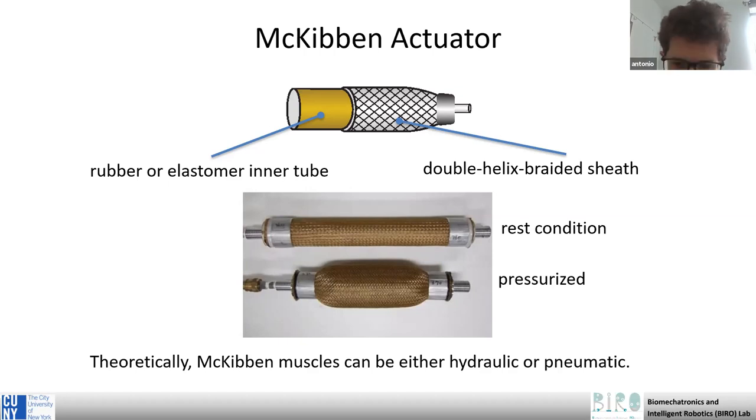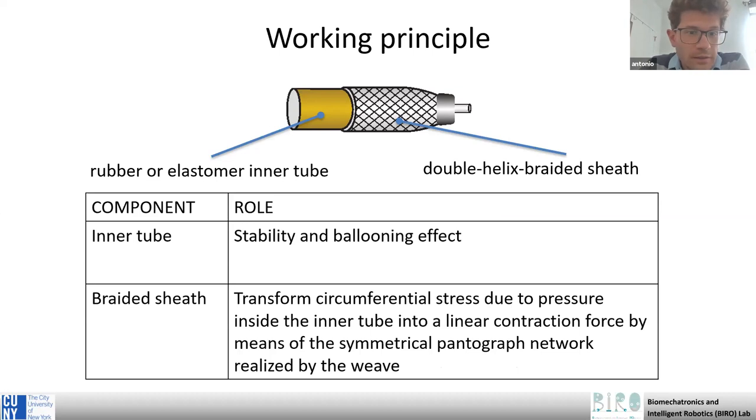Theoretically, a McKibben muscle can be driven either by hydraulic or pneumatic pressure. Again, the role of the inner tube is to provide the stability and the ballooning effect, so to increase its volume when inflated. Instead, the braided sheet is responsible for transforming the circumferential stress due to the internal pressure into a linear contraction force.